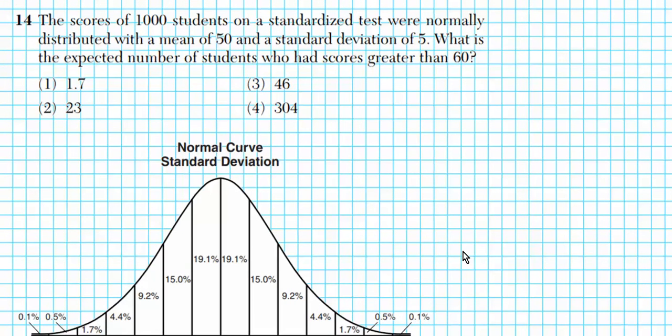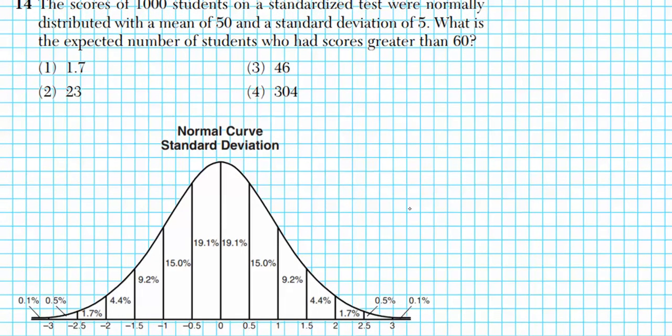So what we want to do is find out the percentage of the population that scored greater than 60. We have 1,000 students. This is a distribution based on percentages. We're going to be looking for the percentage of students that scored 60 or greater. Okay, so let's take a look at an equation. The mean is 50, and then our standard deviation is 5.